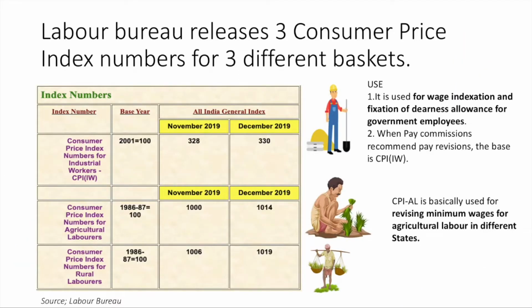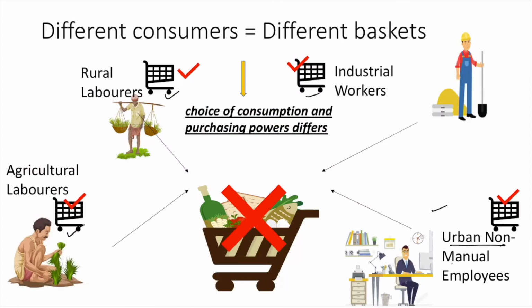We have CPI number for industrial workers, we have CPI numbers for agricultural laborers, and we have CPI number for rural laborers. All these three CPI numbers are given by Labor Bureau. The base year for CPI IW is 2001. The base year for CPI AL, agricultural labor, is 1986-87, and the base year for CPI RL, rural labor, is 1986-87 again. All these numbers are given by the Labor Bureau. Now we also used to have a CPI for urban non-manual employees, but we have now abolished that.